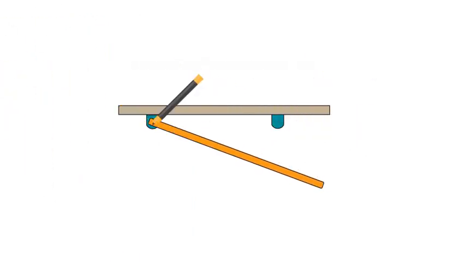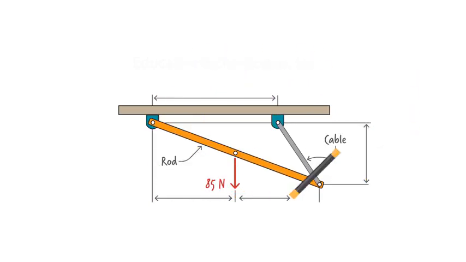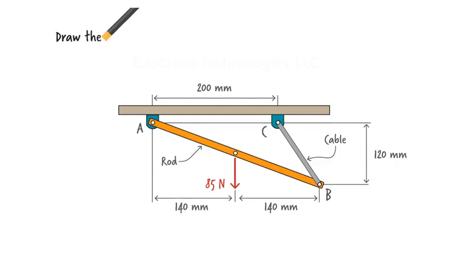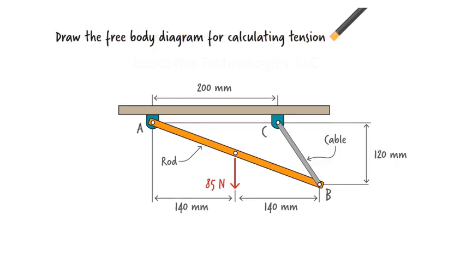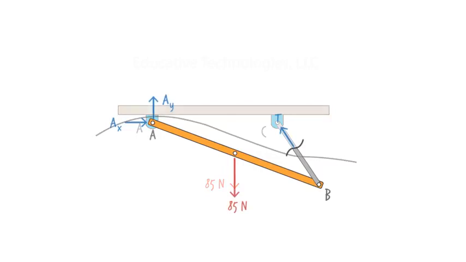Now consider this rod. It is pinned to a fixed surface at one end and attached to a cable at the other end. The rod carries a downward force of 85 newtons. We want to determine the tension force that develops in the cable as a result of the applied load. What does the free body diagram of the rod look like? Here, since we want to determine the internal force in the cable, we are going to cut through the cable and through the pin at A in order to isolate the rod.